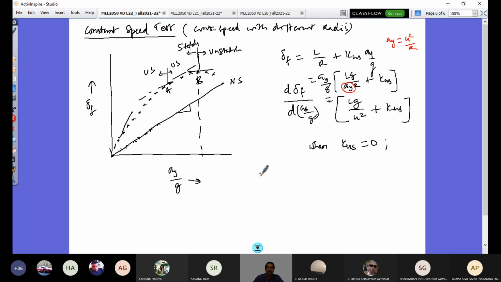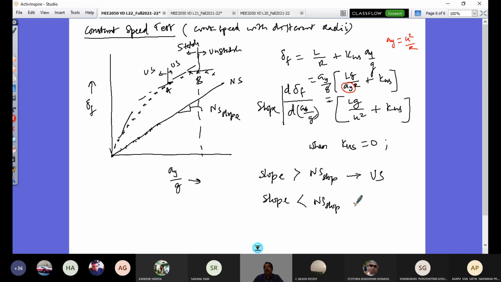So you should write that. When the slope is greater than the neutral steer slope, this is the neutral steer slope, the vehicle tendency is understeer. When the slope is less than the neutral steer slope, that's the oversteer tendency of the vehicle. So the understeer tendency changes to oversteer tendency due to different operating conditions and design aspects of your vehicle. You could say that, right?